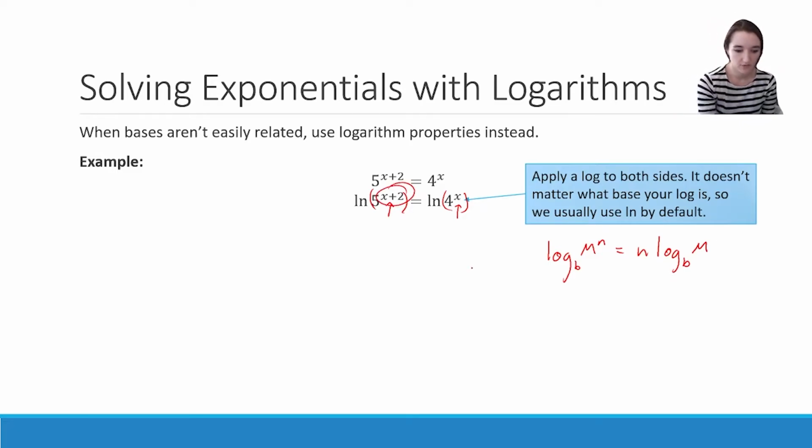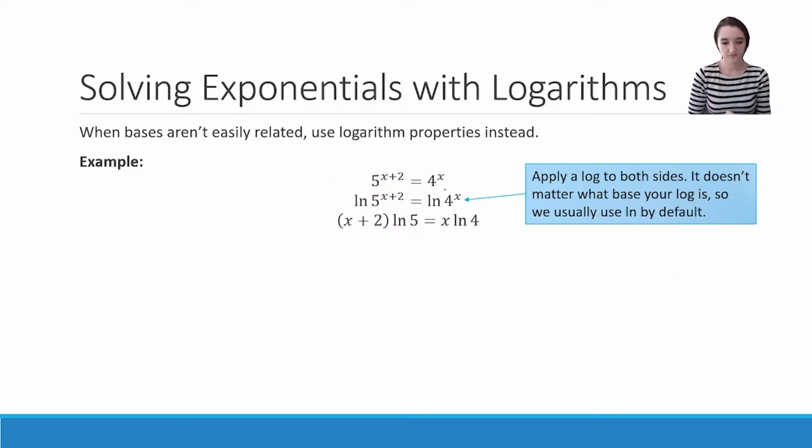We're going to bring those exponents up front to get x plus 2 times ln of 5 is equal to x times ln of 4. Then we can even split this up further. We're going to distribute the x plus 2 to get x times ln 5 plus 2 ln 5 equals x ln 4. Next step is going to be to isolate our x.